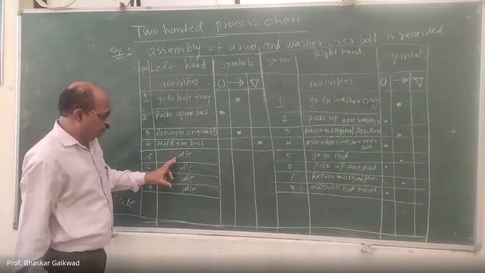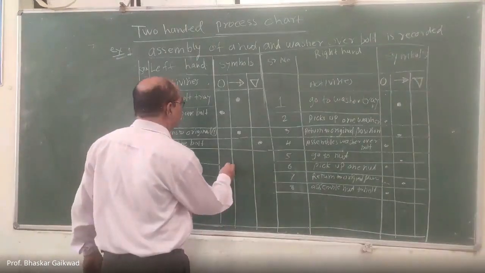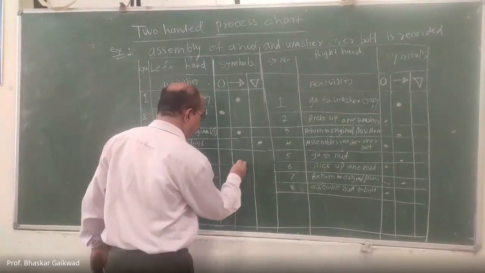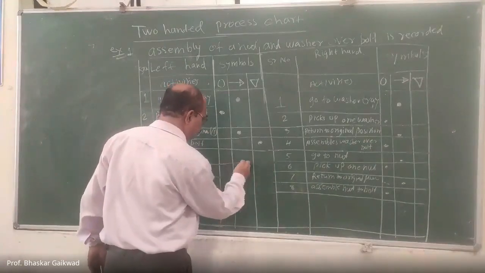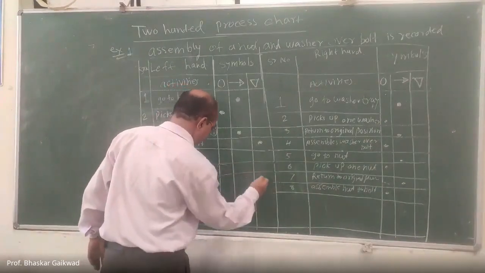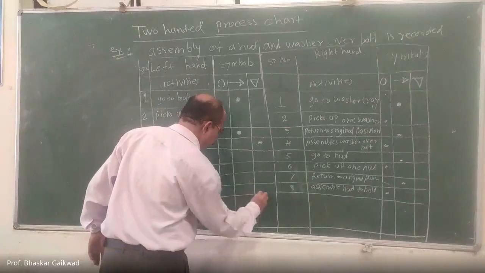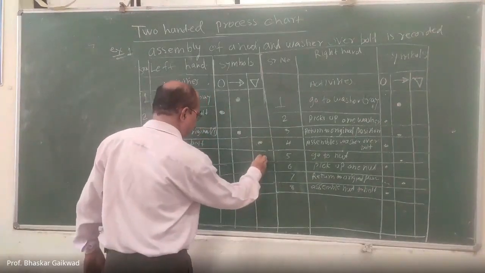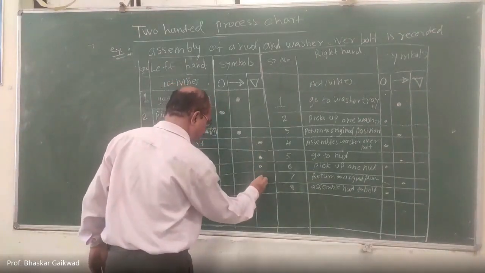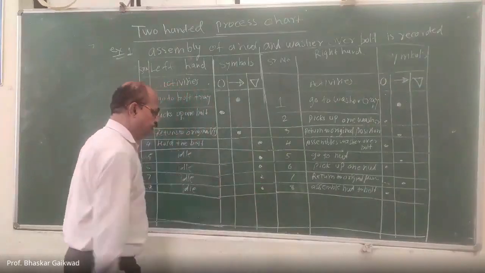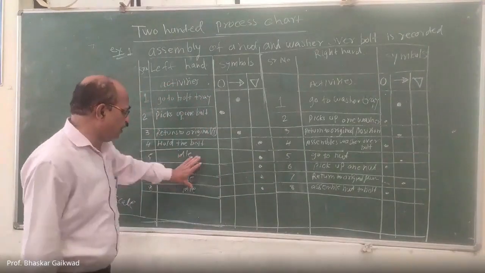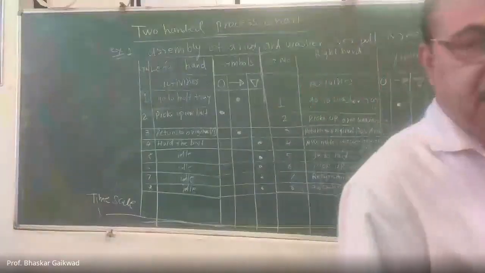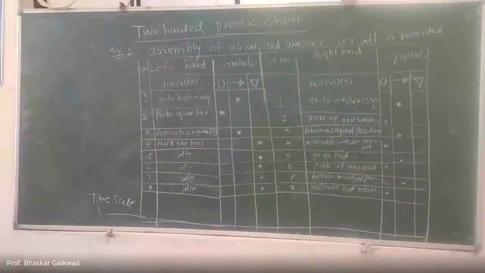So this symbol is for idle. Idle means triangles will be there.